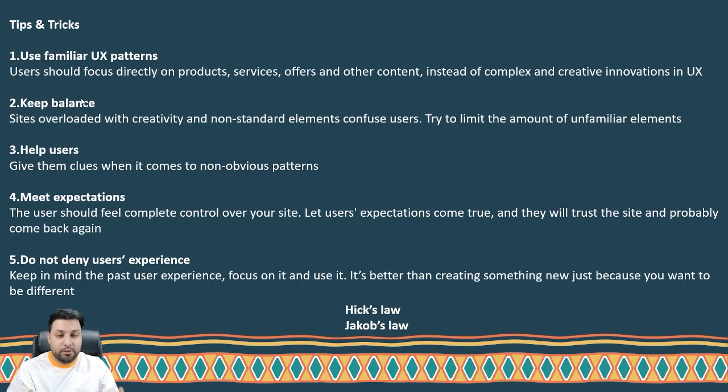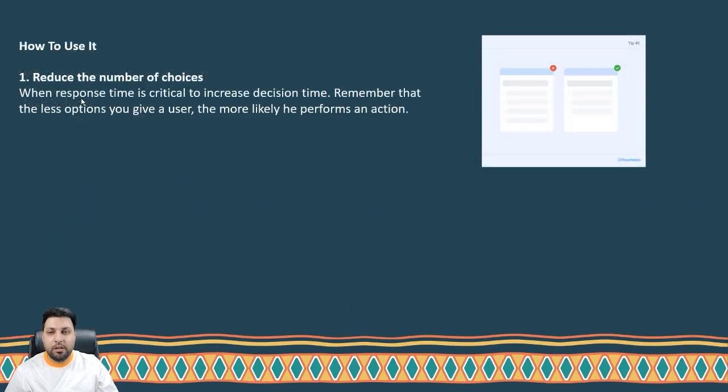That's very important. So pay attention to Hick's law and Jacob's law also. We have talked about them in previous videos. You can find them in the playlist, and in the description you can find the links. So how can we use this law? Reduce the number of choices. Here you can see the picture.